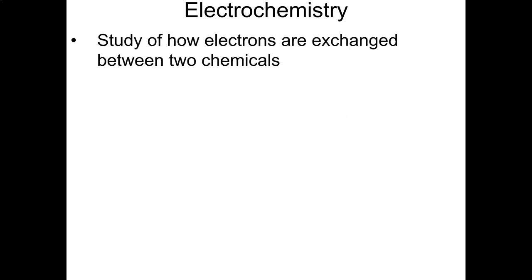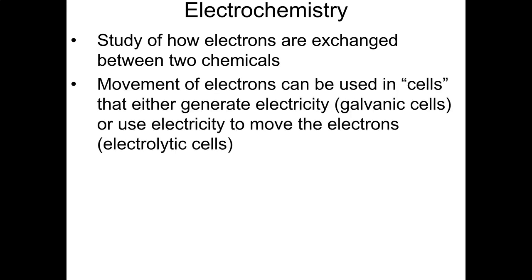So we study how electrons are exchanged between two chemicals. Typically, it's two metals. One gets oxidized and the other gets reduced. And that movement of electrons is what we're going to be analyzing. The movement of electrons can be used in cells that generate electricity, which are called galvanic cells. They're also called Daniell cells, voltaic cells, even the battery. Don't get too caught up with the wording. The only one that's different is electrolytic cells, which have only one name. These are the ones that require electricity to run.